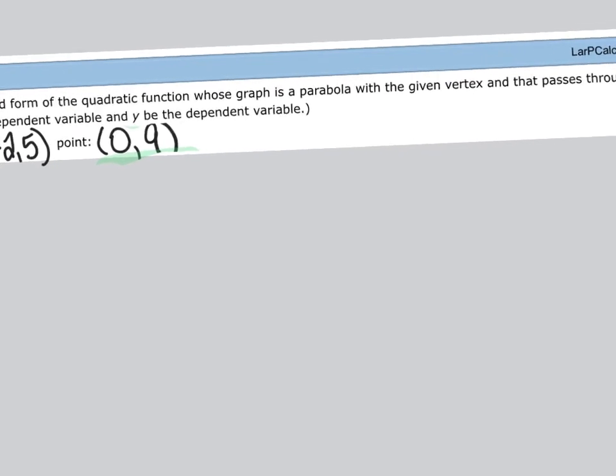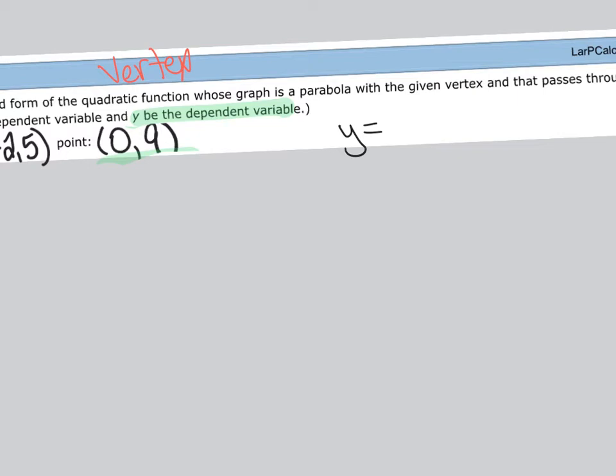Okay, what the directions say, and I'm just trying to make it bigger so you can see it. Write the standard form of a quadratic function. In this book means vertex. Whose graph is a parabola with the given vertex that passes through the given point. Let x be the independent variable and y be the dependent variable. You don't really need to worry about what that means, except that it means your answer is going to be y equals something instead of f of x equals something.